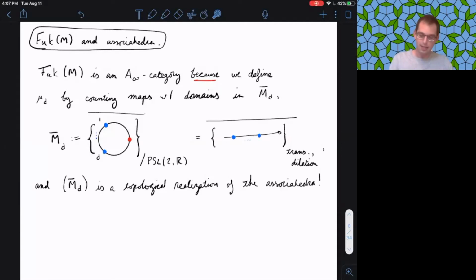The reason for that is that the way we've defined our composition operations is by counting maps whose domains are disks with boundary mark points, one of them distinguished. And let's give that a name. So I'm calling that M D with a bar over it to indicate that we compactify those configuration spaces. And these actually give you a topological realization of the associahedra. A category over the operad of associahedra is exactly an A-infinity category, and so that's, quote unquote, why the Fukaya category is an A-infinity category.